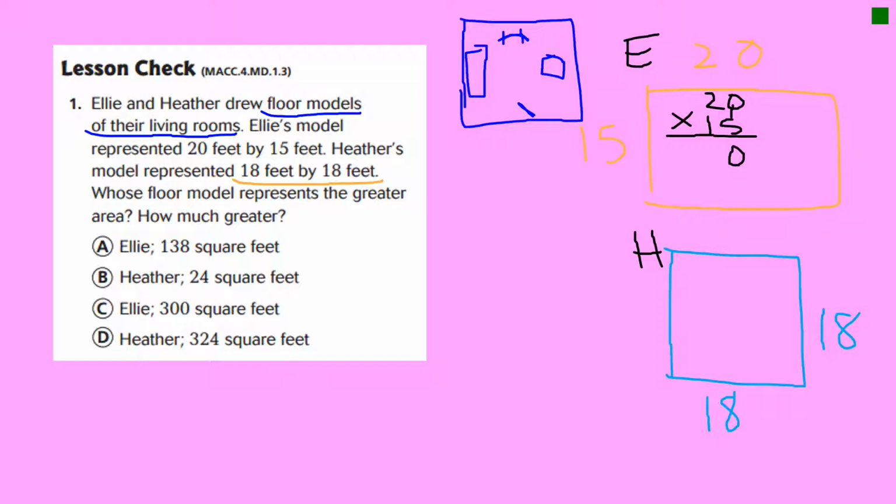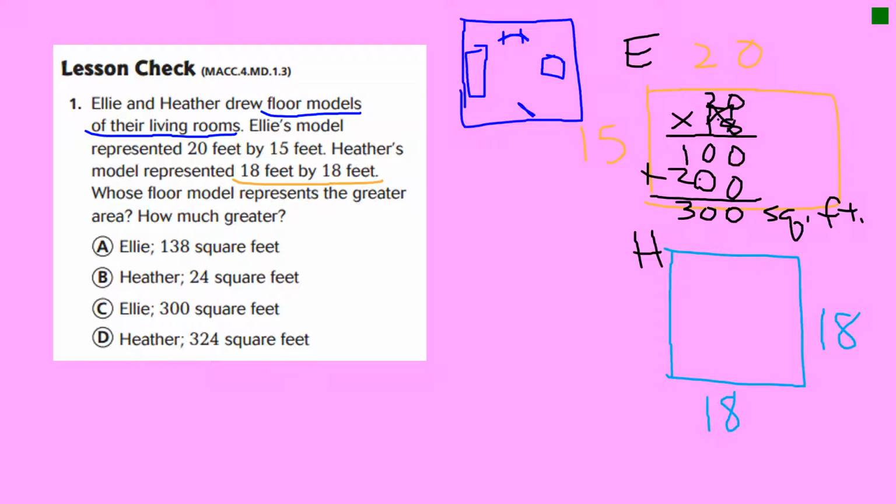5 times 0 is 0. 5 times 2 is 10. Placeholder, because we're done with that zeros place. 1 times 0 is 0. 1 times 2 is 2. Add those two partial products. 300 square feet is the area of Ellie's living room.